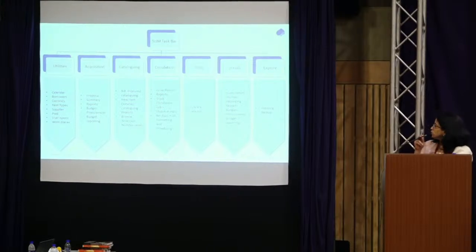Here you all must be aware, and almost all the menus and sub-menus you also might be using, catering to your organization's needs. So here are the menus like utilities, acquisition, cataloging, circulation, tools, serials, and explore. Let's go one by one. So utilities, I'm managing the calendar. The calendar here is organization holidays.